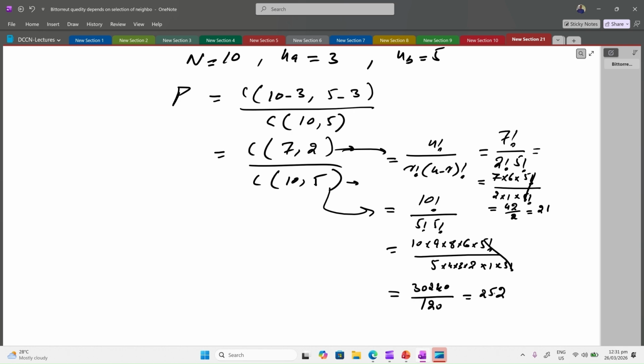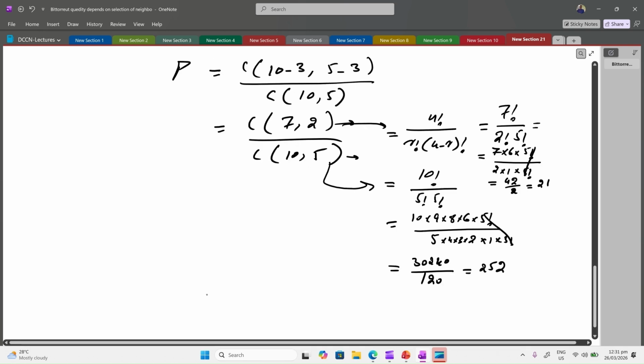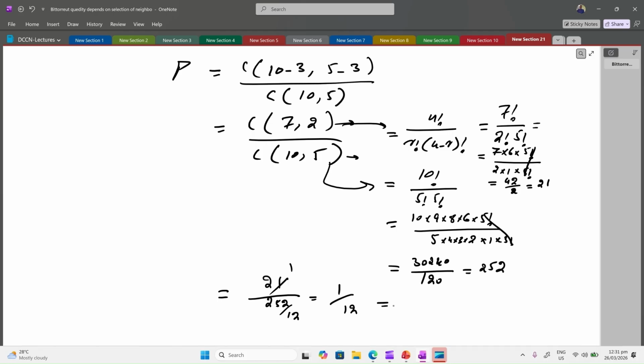Okay. And now let me put these values here. So 21 divided by 252, or 1 divided by 12. And if I solve it, I have 0.0833, or 8.33%.